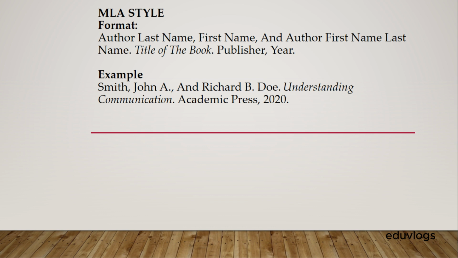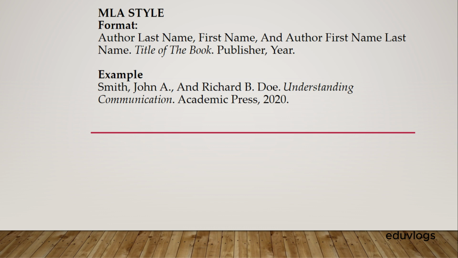Now, moving on, let us look at the MLA style of referencing a two-authored book. If you are using the MLA style, all you need to do is to follow the format first. The format for the MLA style is the author's last name and first name. Since it is a two-authored book, you are going to be quoting the first author's last name and first name, and the second author's first name and last name. Next is followed by the title of the book, then the publisher and the year.